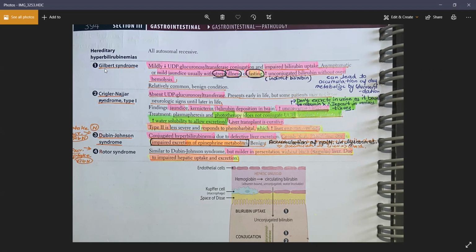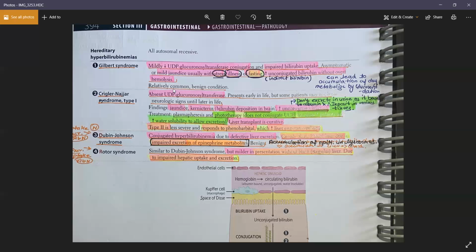In Gilbert syndrome, you will have a mildly reduced activity of the UDP glucuronosyltransferase. As a result, the patient is mostly asymptomatic. In normal conditions, this enzyme converts unconjugated bilirubin into the conjugated form, so symptoms won't occur. In case of any kind of stress, like illness, anxiety, or fasting, the patient can have an increased level of unconjugated bilirubin without any overt hemolysis.